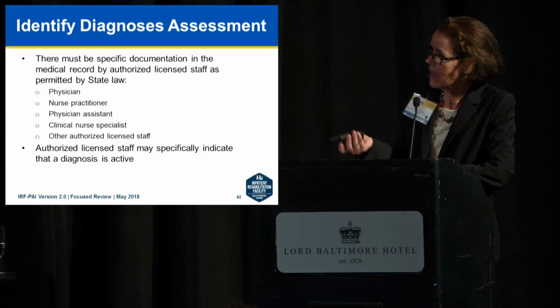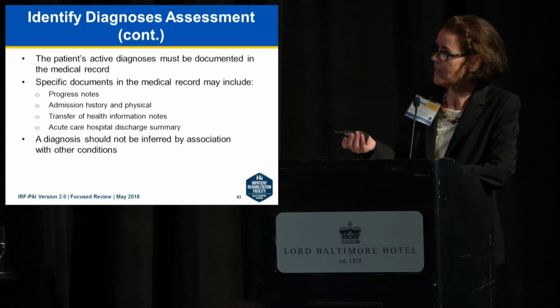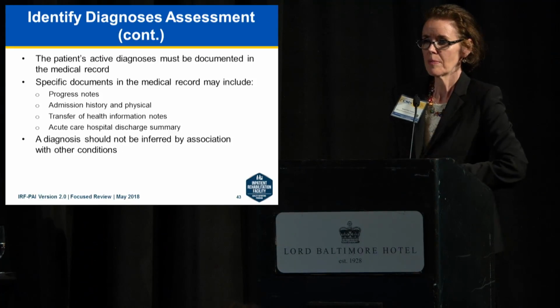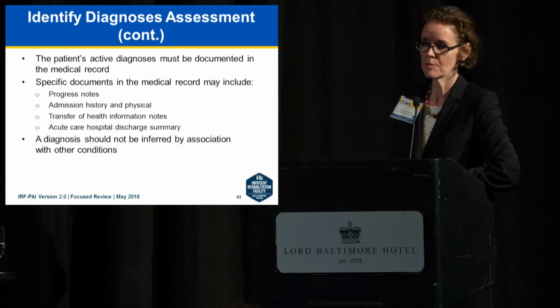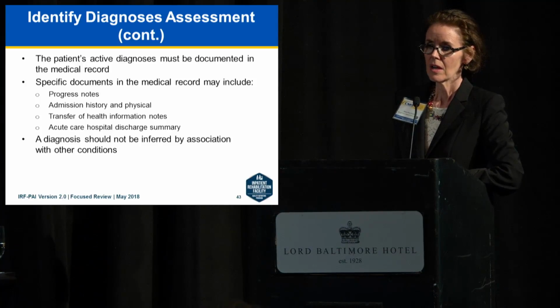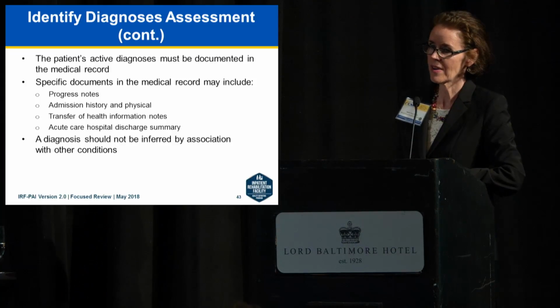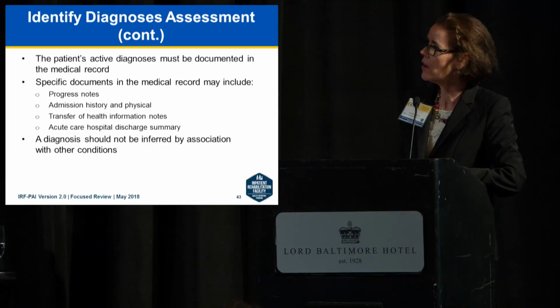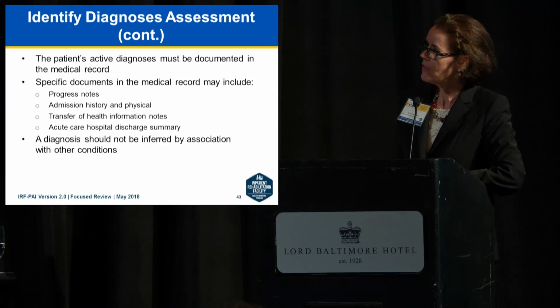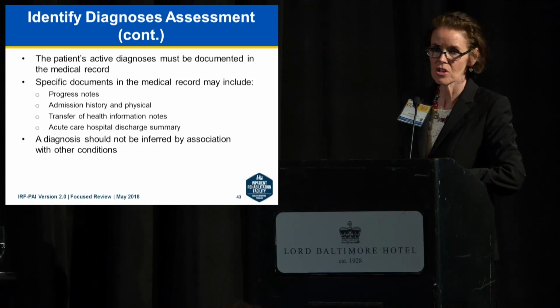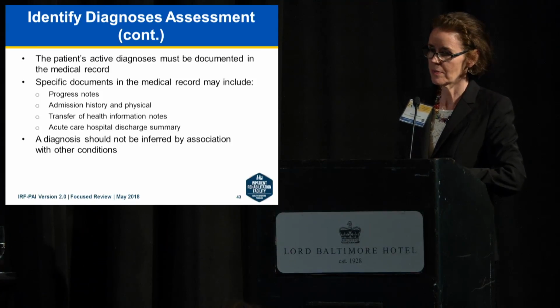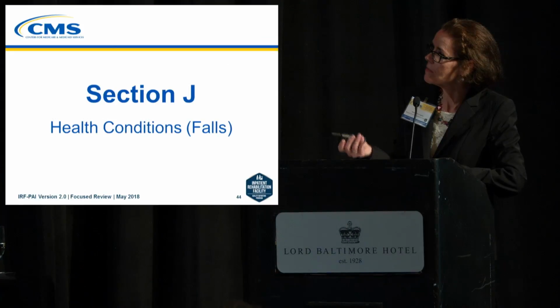Only authorized staff, as we said, can indicate that the diagnosis is active. The patient's active diagnosis has to be documented in the medical record. You're going to want specific documents in the record. It could come from a progress note, an admission history and physical, transfer of health information notes from a physician, or an acute care hospital discharge summary from a physician. Diagnosis should not be inferred by association with other conditions.